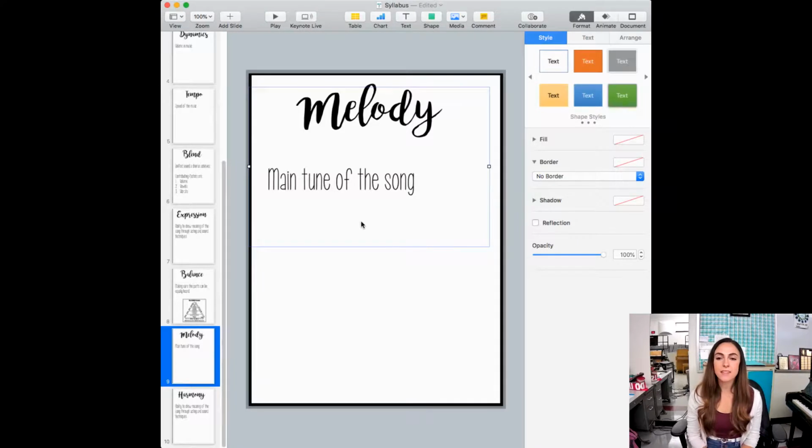Next, we have the concept of melody. The melody is the main tune of the song. So if you were going to sing the melody of the national anthem, you would sing, "Oh, say, can you see?" It's the recognizable part that everybody knows.